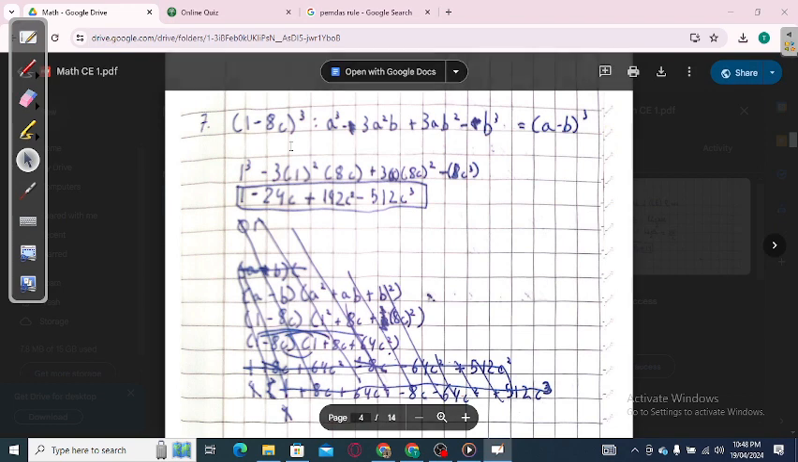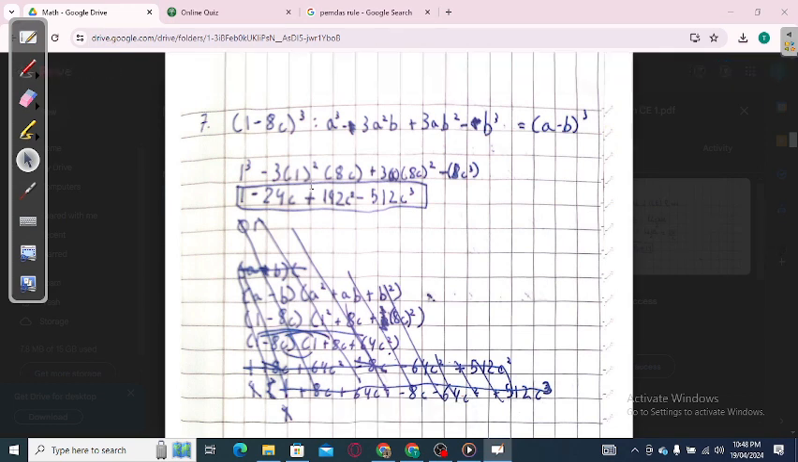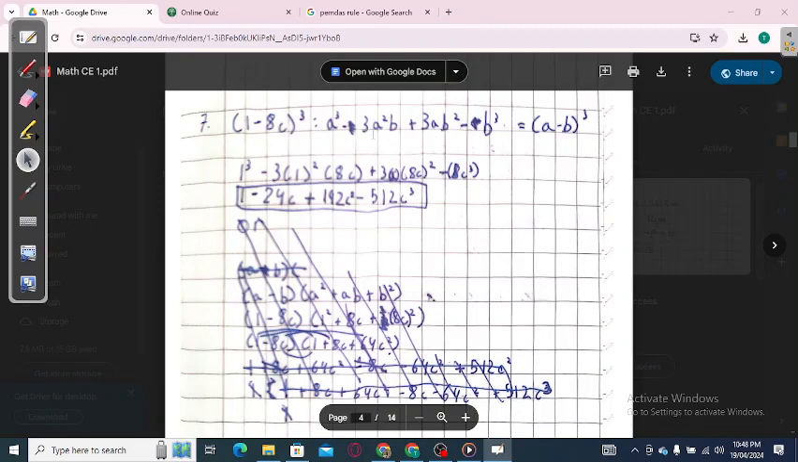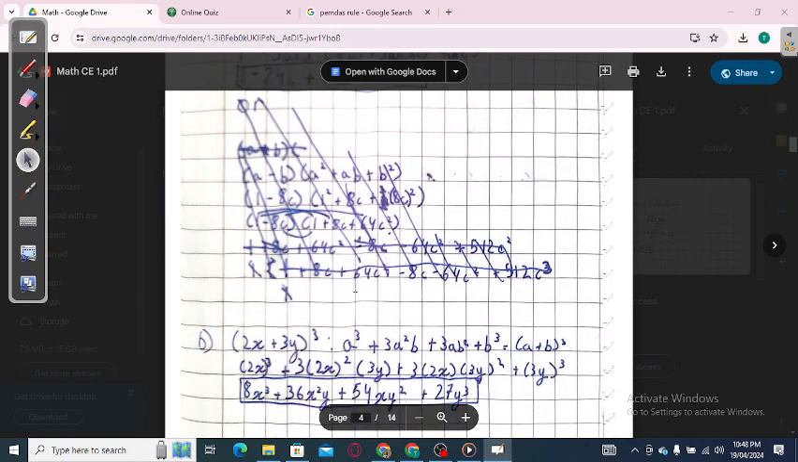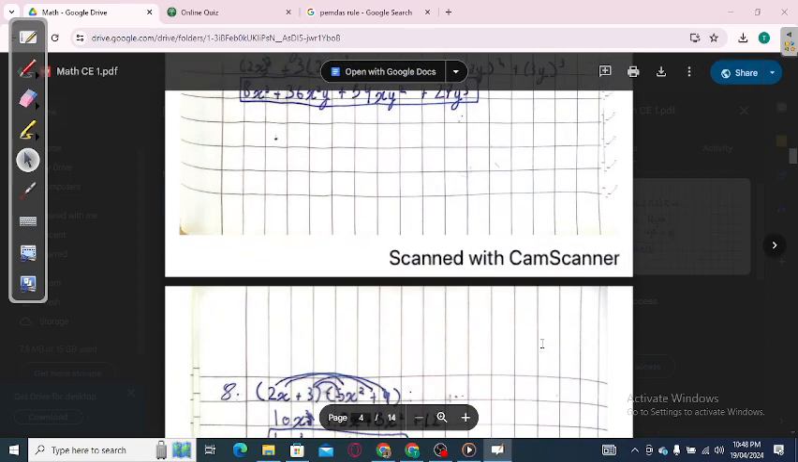So it's a cubed for a minus b: a cubed minus 3a squared b plus 3ab squared minus b cubed. I am extremely sorry, I just forgot my own thing. And for this one I just said it, so I will not be repeating it now.